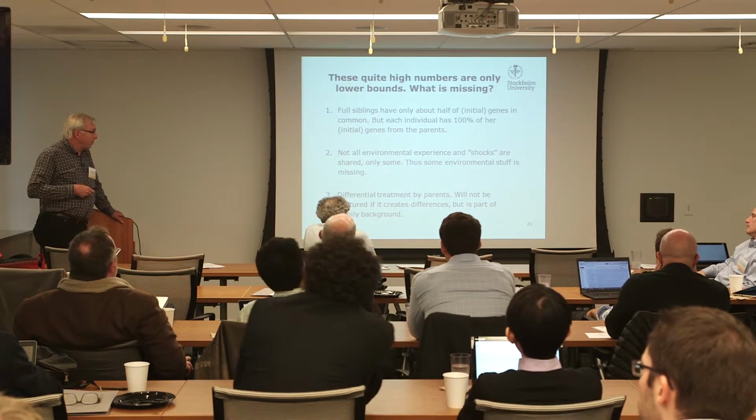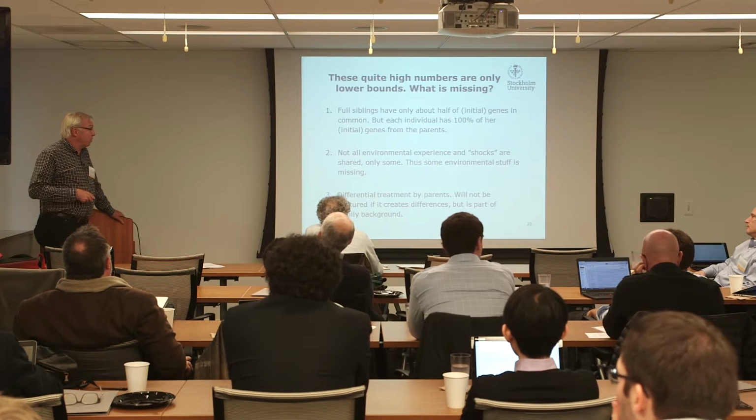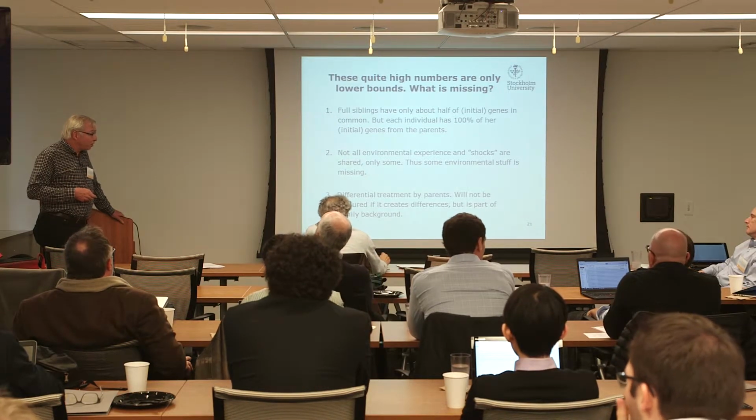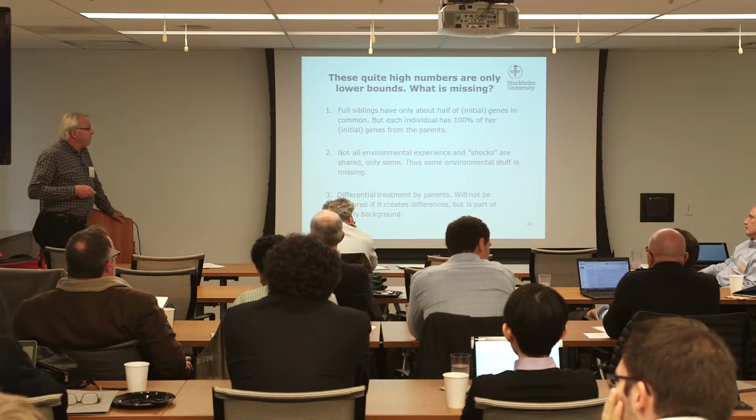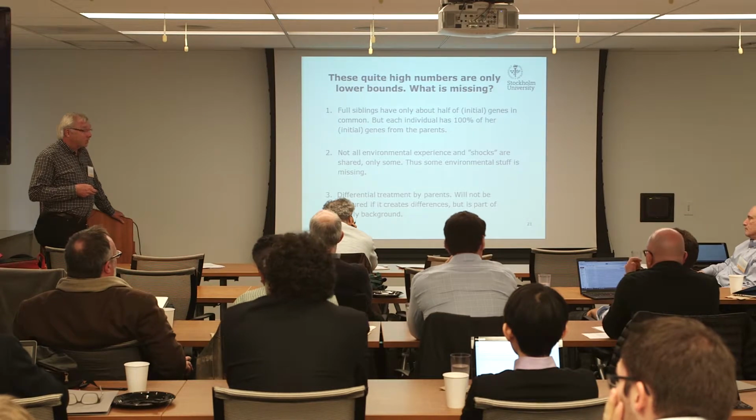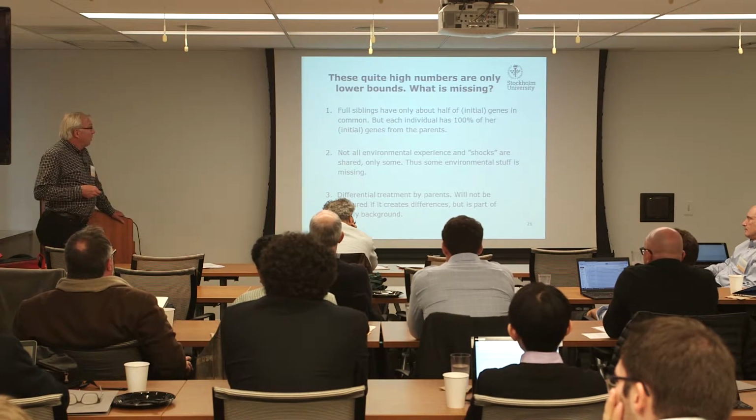That's what's coming up here. For example, differential treatment by parents, and that will not be captured if it creates differences, but it's part of family background. So it would be nice to actually raise this lower bound and see how far you come.